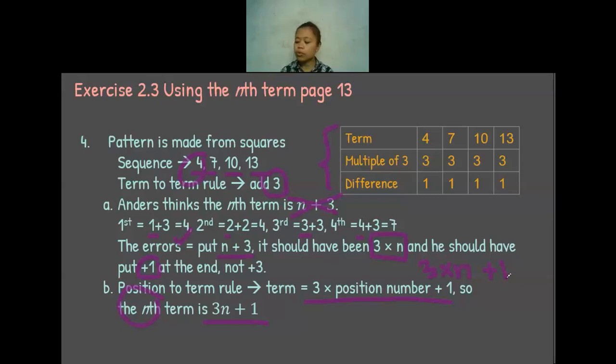If you have no question, we only have 1 minute left. I don't think it will be enough if we discuss question 1 from exercise 2.4. So I will just end the class.